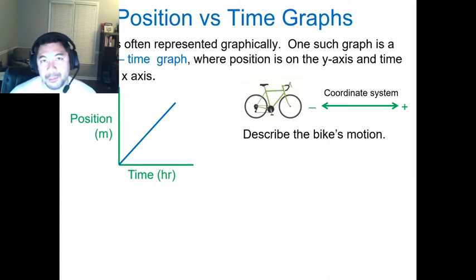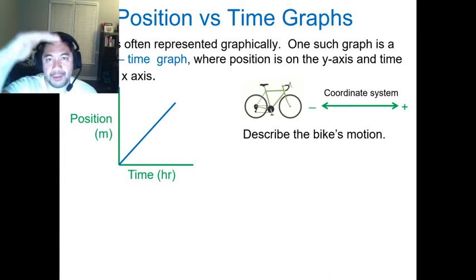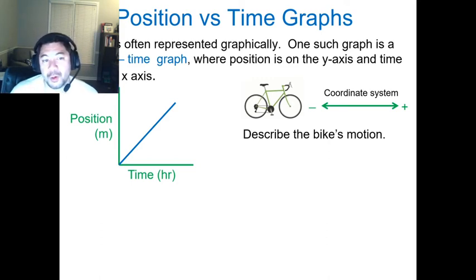As time moves forward, the position of the bicycle goes up, right? Which means it's moving in the positive direction, which for our bicycle is to the right. So over time, the position increases, which means it moves to the right. It moves at a constant rate. This is the same graph you should have produced from the Tumble Buggy lab.